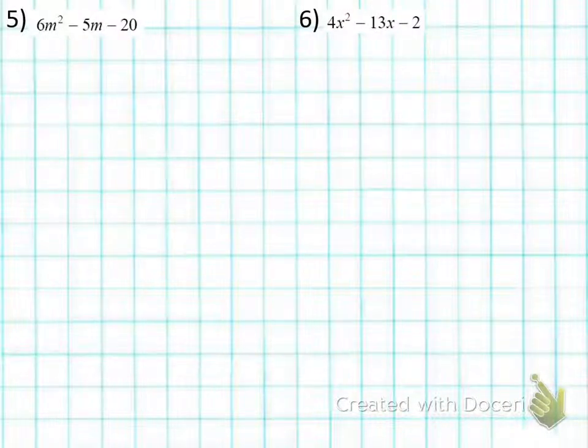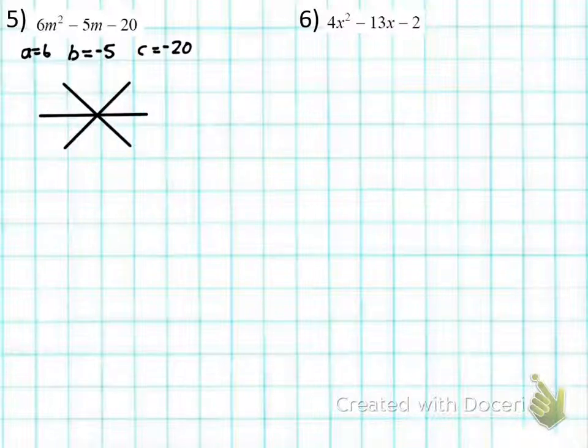Okay. Let's do number 5 together. All right. This one, I'd like to start us off. Here we go. So what's our A equal to? 6. Negative 6. B is? Negative 5. C? Negative 1. Okay, good. We're going to draw our X box, of course.